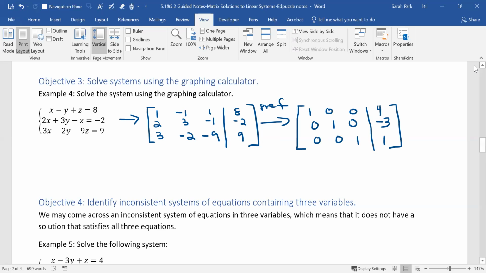Okay, so what this means is, remember this was x, y, z, and then equals a constant, that x is equal to 4. The second row tells us that y is equal to -3. The last row tells us that z is equal to 1. And this is the same solution we got by using the elimination process: 4, -3, and 1.